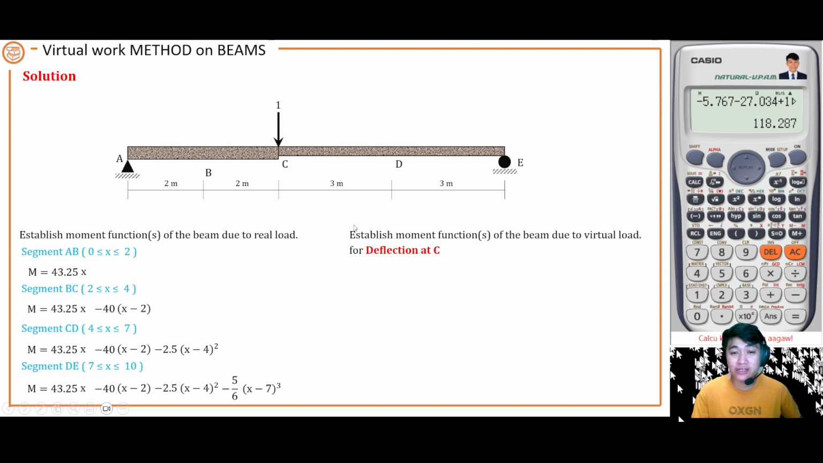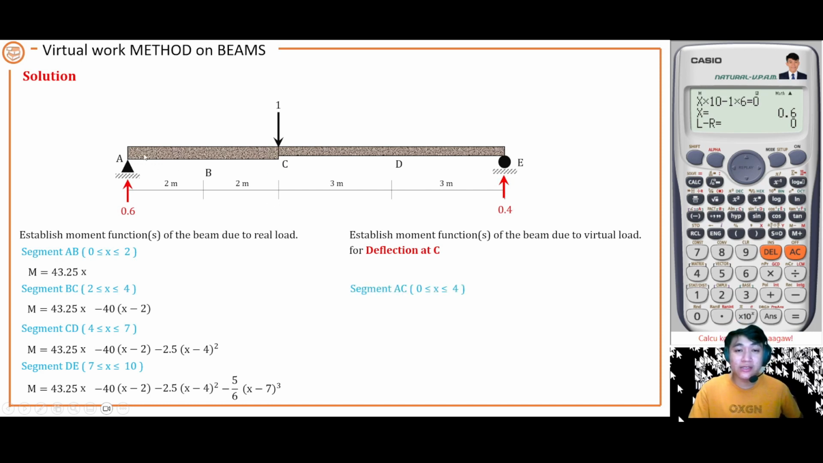We also have two segments here. Let's solve first the reactions at the support. Let's assume an upward reaction here. So we have x times 10 minus 1 times 6 equal to 0. The answer is 0.6 upward, so this is 0.4.